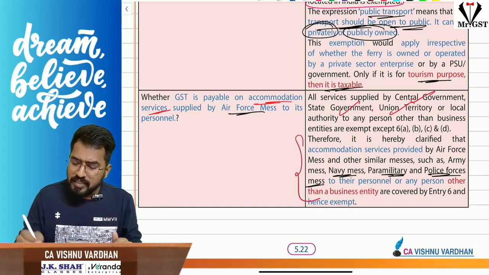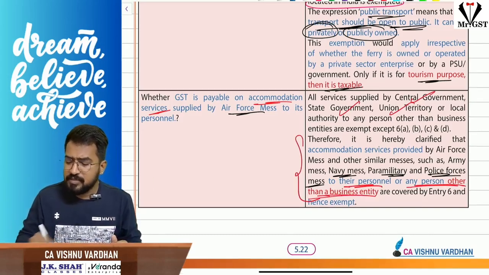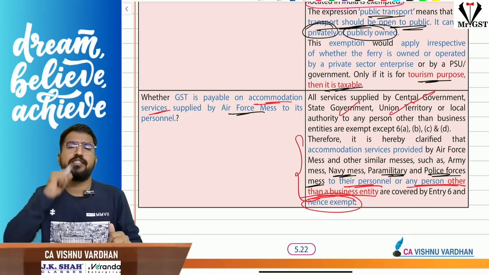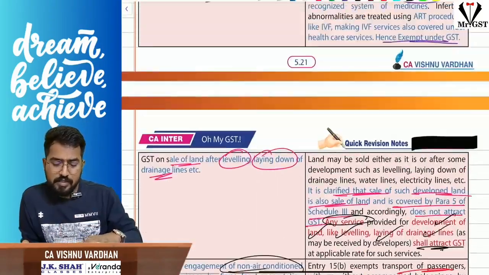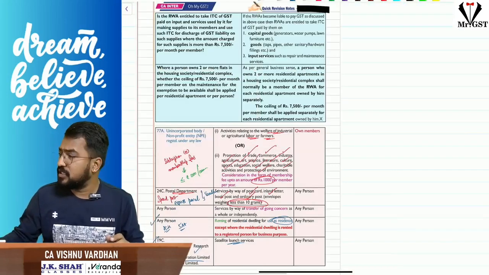To whom are you providing services here? To your own staff, to your own personnel, any person other than a business entity, then that also should enjoy exemption, since it is exempt under GST. Clear? So these are the clarifications, and this is what exemptions are all about. With this we are done with the exemptions chapter.